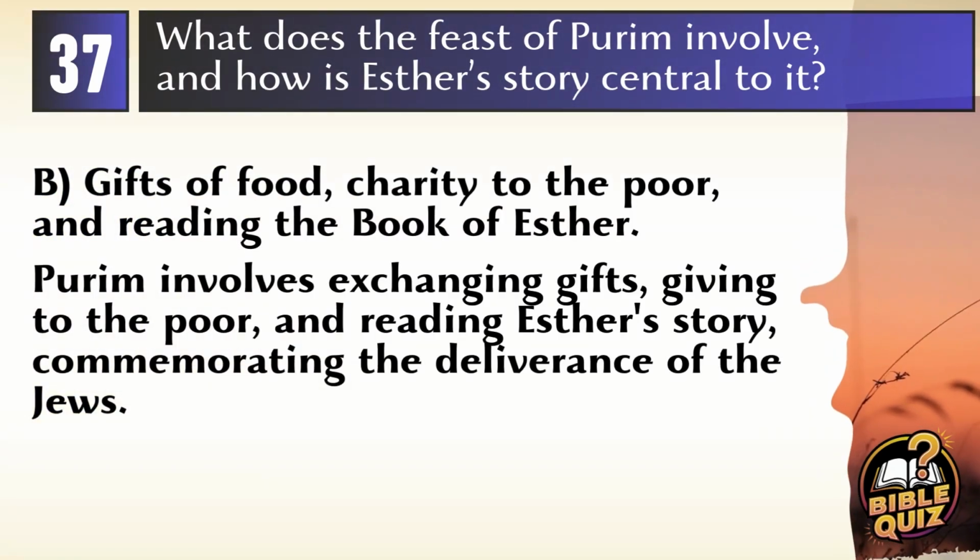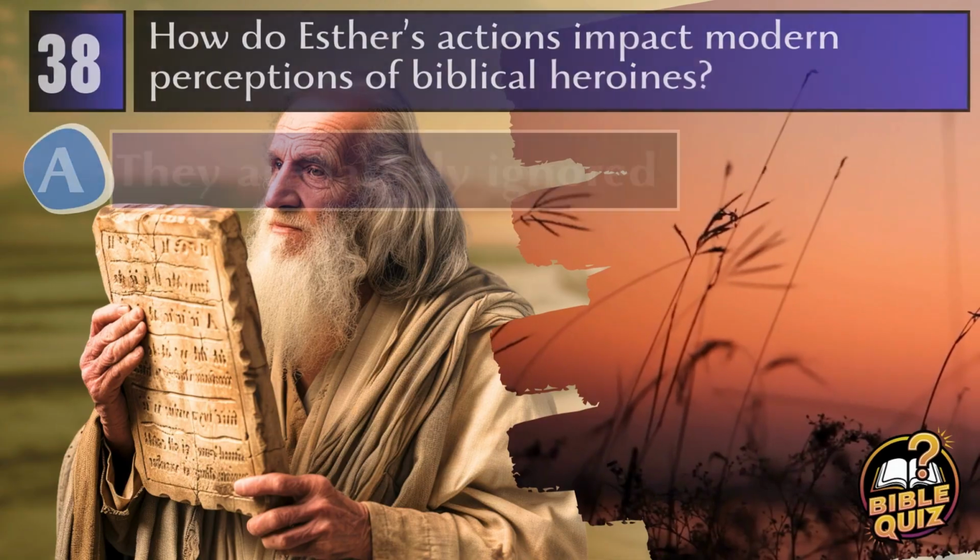Answer B. Gifts of food, charity to the poor, and reading the Book of Esther. The Feast of Purim involves exchanging gifts of food, giving charity to the poor, and reading the Book of Esther, which recounts the story of how Esther saved the Jewish people from annihilation, thus forming the central narrative of the celebration.